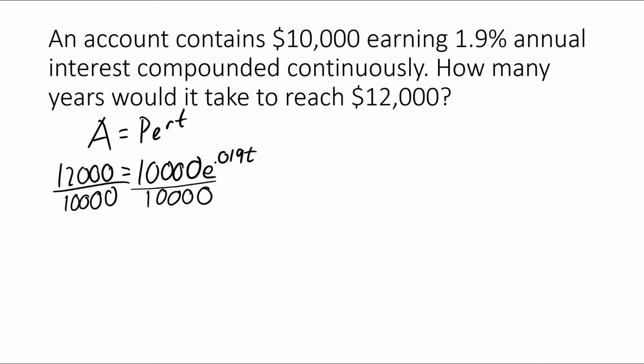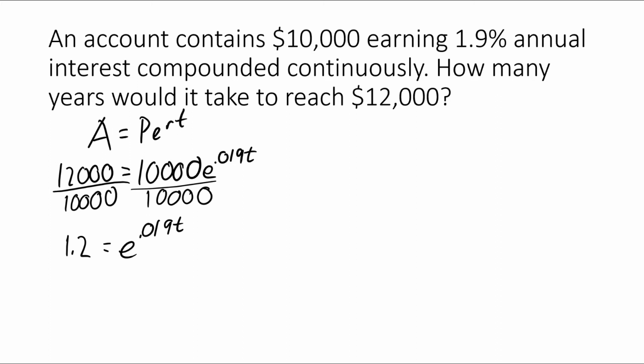Now we don't have to reduce that left-hand side. In fact, if reducing the left-hand side gave us a repeating or non-terminating decimal, then we would just leave it non-reduced. In this case, we could reduce it to 1.2, so let's do that. 1.2 equals e to the 0.019t. We don't want to round anything here until the very end. Again, if you needed to round a number on the left side, just leave it as a fraction.